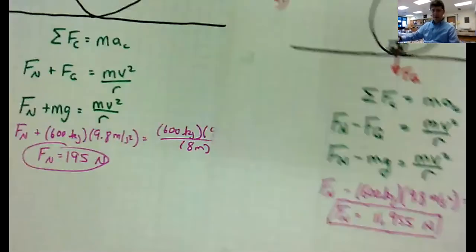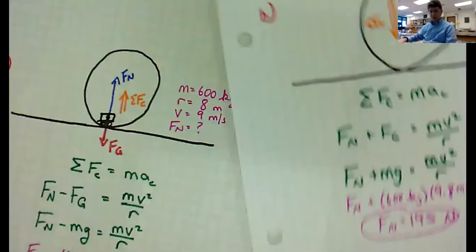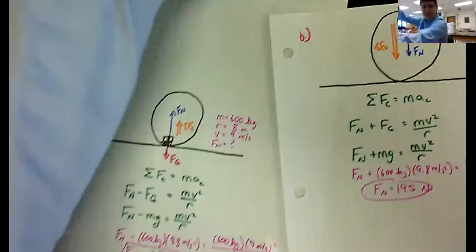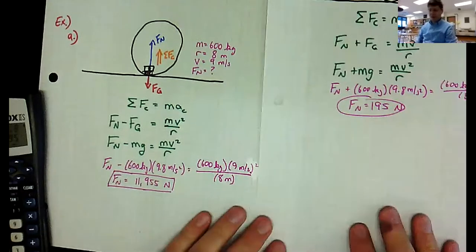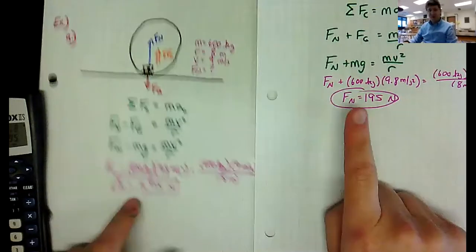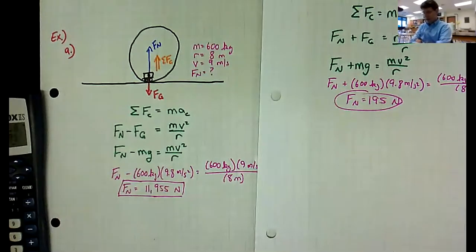Now I want to point out something. If I look at these two parts next to each other, let me do it this way actually. If I look at these problems next to each other, there's a huge difference between 11,000 newtons and 195 newtons. How can we account for that?